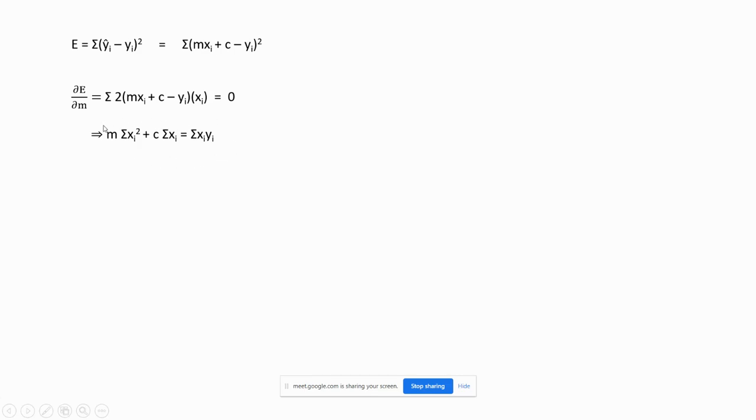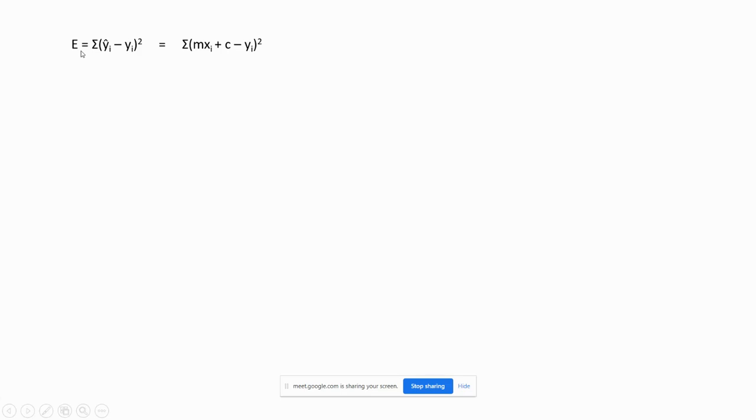An expression which is something like this. Is there anyone who is not able to follow this part? Yes, ma'am. मैम कैसे हुआ ये वाला नहीं समझा. Ma'am, can you please explain it again? Okay, I will go back again.